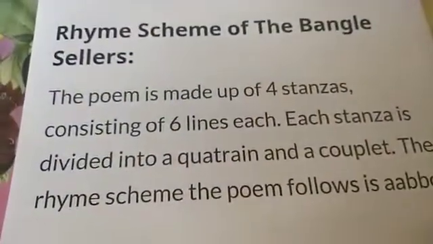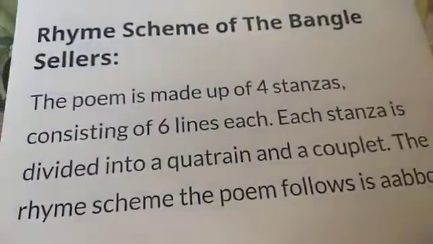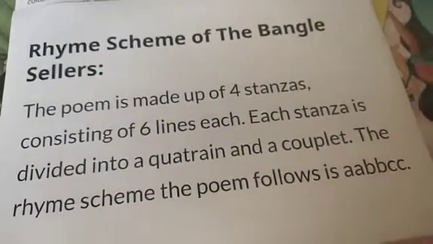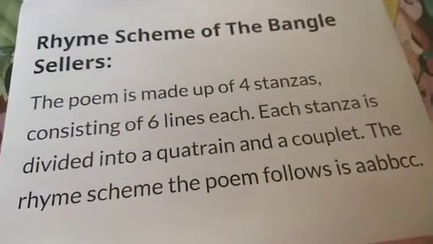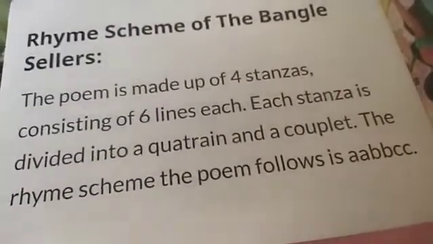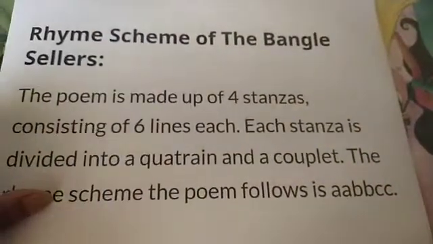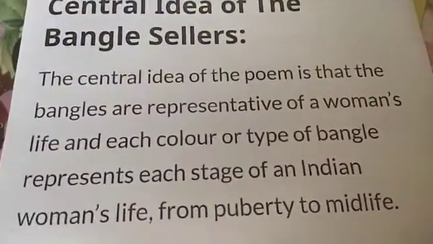Now, the next note is the rhyme scheme of the Bangle Sellers. The poem is made up of four stanzas consisting of 6 lines each. Each stanza is divided into a quatrain and a couplet. The rhyme scheme of the poem is AA, BB, CC.